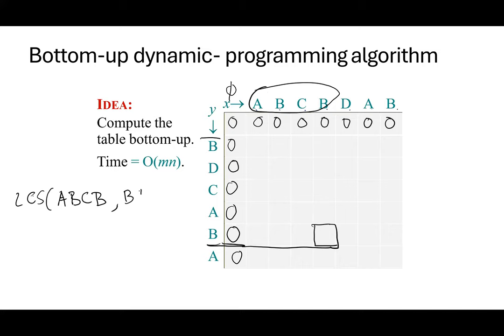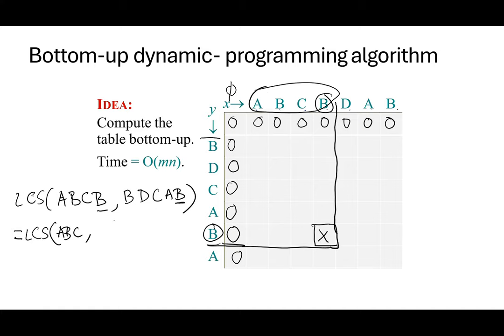Now you see that this character actually matches. So that means this one matches. Now, can I say that if this character matches, I can reduce the problem to A, B, C? So I remove this and remove this. B, D, C, A, plus one, because there was a match, right? Where is this location? Can I say that this location is A, B, C and B, D, C, A?